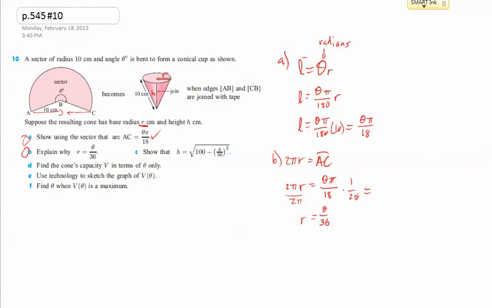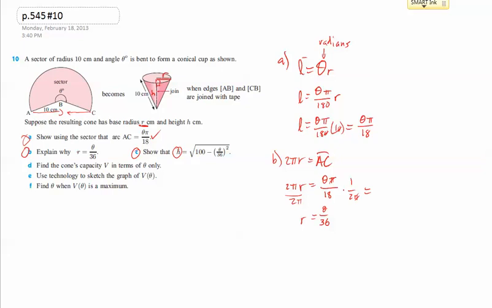Alright, anyway, on to letter C. C: show that h equals the square root of 100 minus theta over 36 squared. Okay, well, I need to find h, and it needs to be in terms of theta. Here's my h, and I just did this thing with r. So if I can find a relationship between h and r, then that will be really nice. Now, I do have a relationship between h and r.